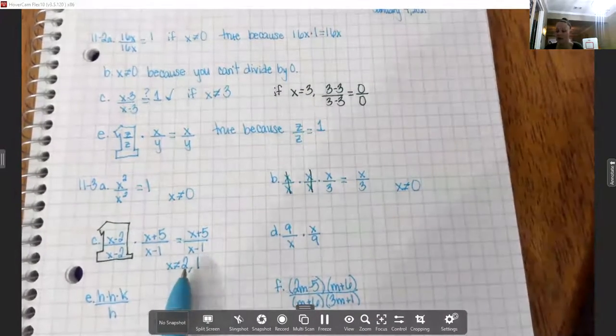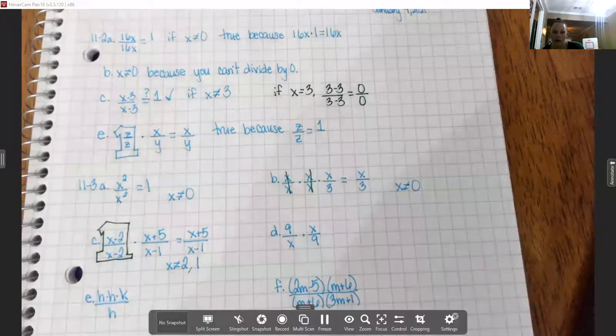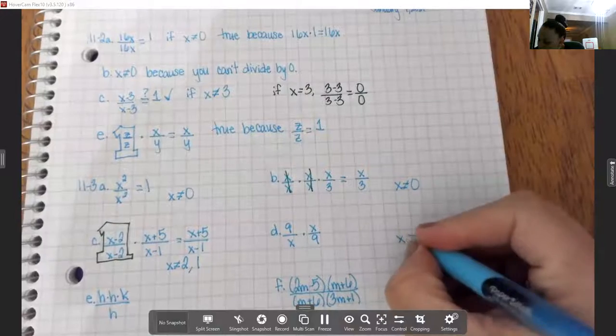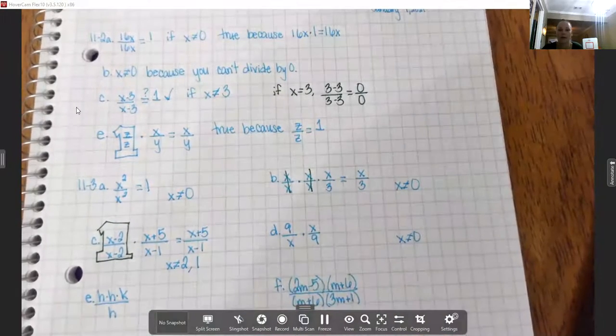You can find your excluded values before you even start the problem. It's what would make your denominator 0. So here on part D, same thing, excluded values. We know x can't be 0 because if x is 0, our denominator is 0.